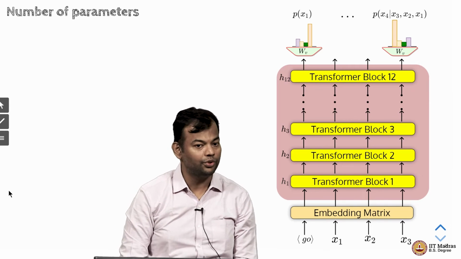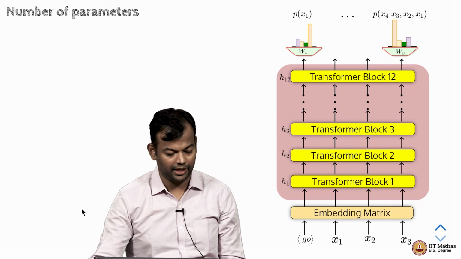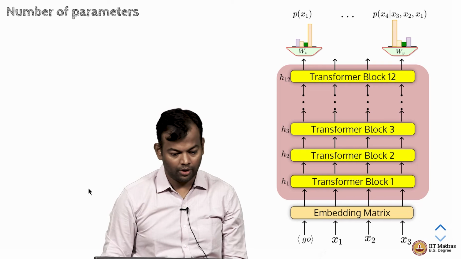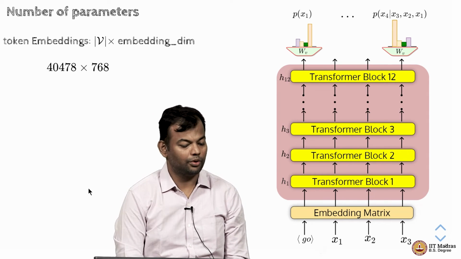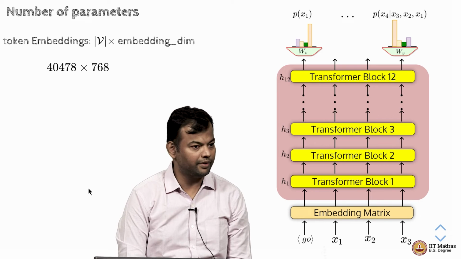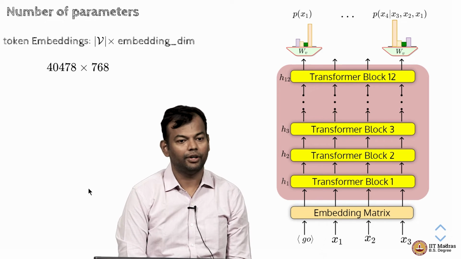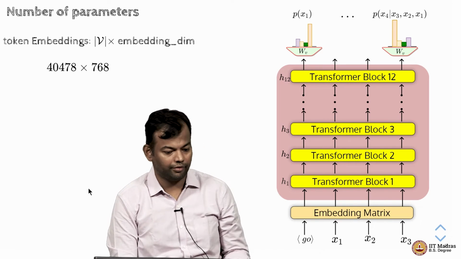Okay, so now let's count the number of parameters that are there in the network. So the embedding is V cross embedding dimension. So we said embedding dimension is 768, which is the same as D model, and there were 40,000 words in the vocabulary, 40,478.